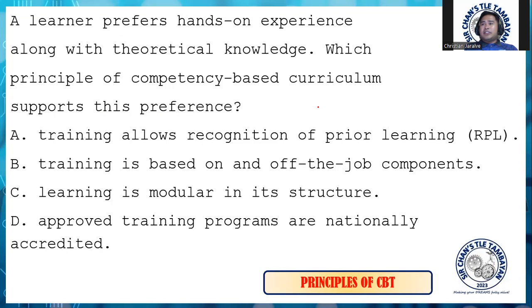Okay? Next question tayo dito. A learner prefers hands-on experience along with theoretical knowledge. O, eto na yun. Sabi ko kanina, no? A learner prefers hands-on experience along with theoretical knowledge. Which principle supports this idea? Very good. Ma'am Danisa Kalob, di ba? The answer here is, ito, hands-on. Meaning to say, on the job, and theoretical of the job. That is letter B. The training is based on the hands-on and off, based on and off the job component. The answer is letter Bravo.